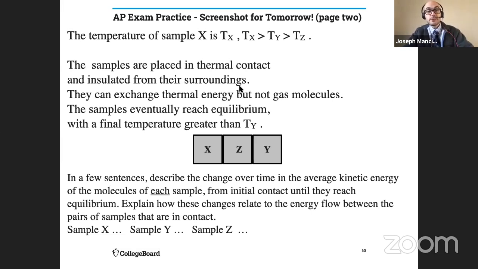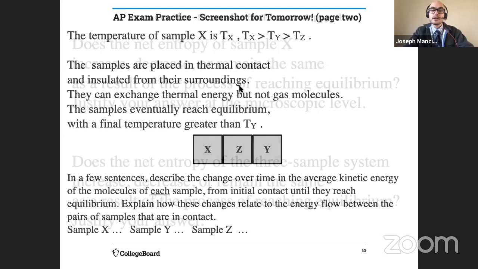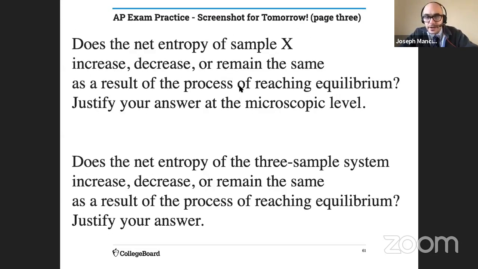And then can you explain how those changes relate to the flow of energy between the pairs of samples that are in contact? So where sample X touches sample Y, the direction of energy flow is this. And that's why the entropy of sample X does this. And then does the net entropy of sample X increase, decrease, or remain the same as a result of reaching equilibrium? Does the net entropy of the system increase, decrease, or remain the same as a result of reaching equilibrium?